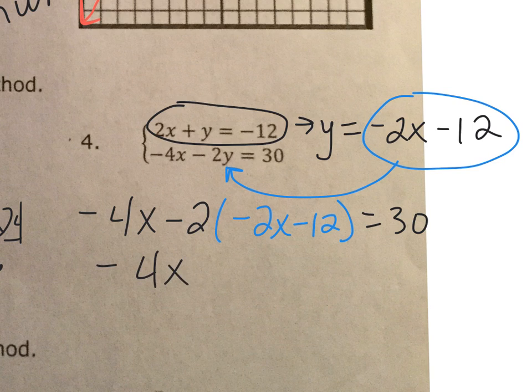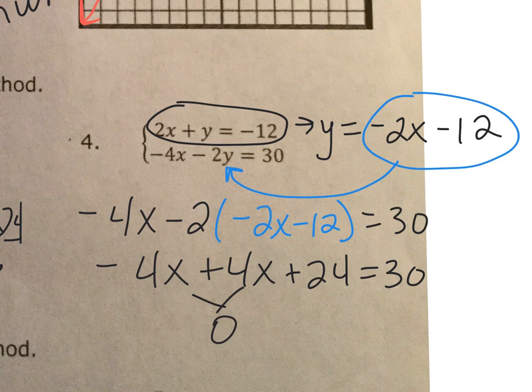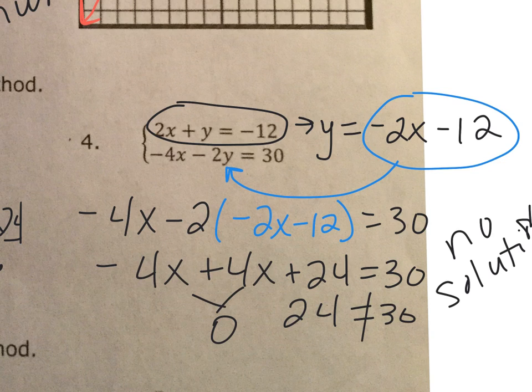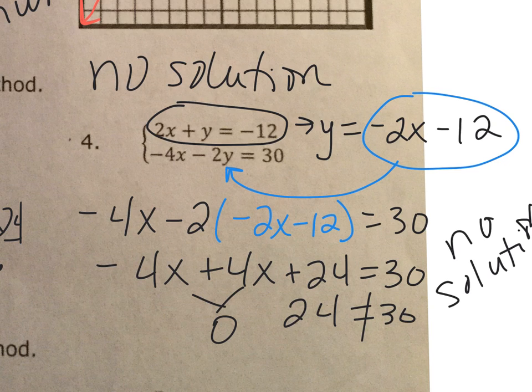So negative 4x plus 4x plus 24 equals 30. Combine like terms, well, these cancel out, that's 0. So I end up with 24 equals 30, which is definitely not true. So this one has no solution. Remember, when you get a false statement, false means no, so no solution. Let me write that over here so you can see. No solution, and you're done.